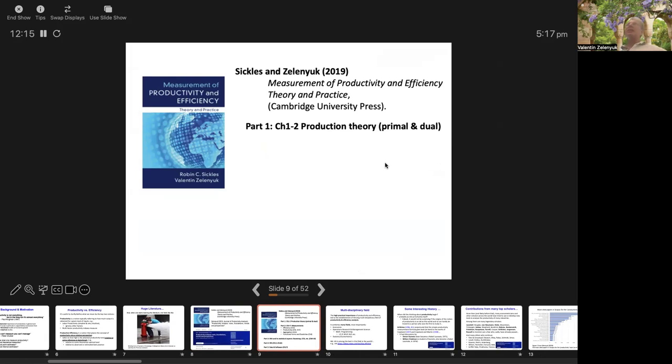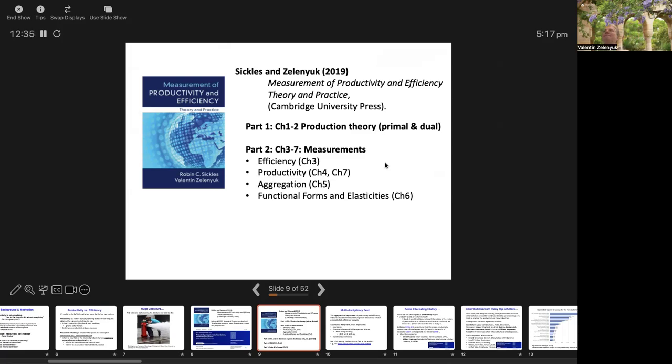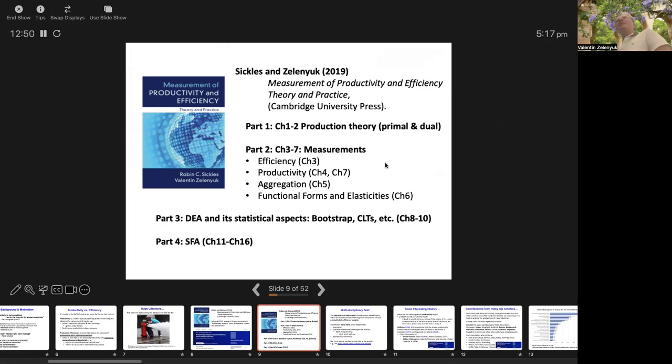So chapters 1 and 2 focus on production theory, covering primal and dual. I would recommend reading it if you really want to be good in this area. And chapters 3 to 7 talk about the measurement of efficiency or productivity, and it's connected to these first two chapters. And then part 3 is dedicated to efficiency, to data envelopment analysis. That's what we will spend most of the time on in this lecture and the next two lectures.